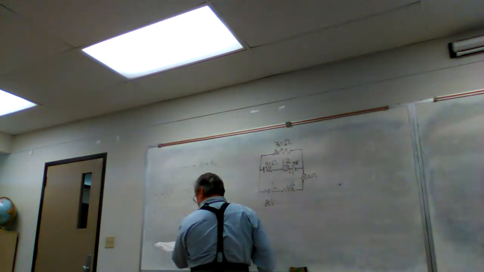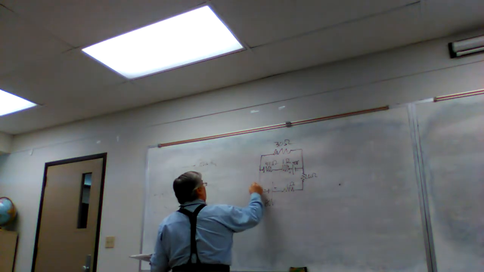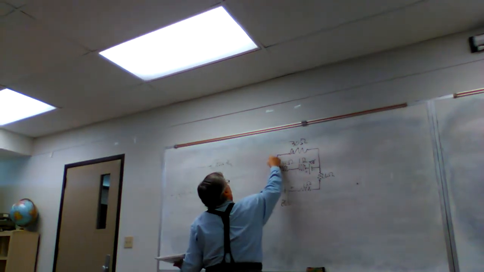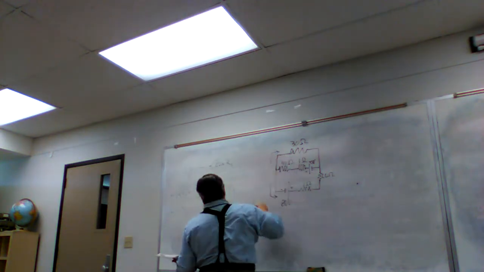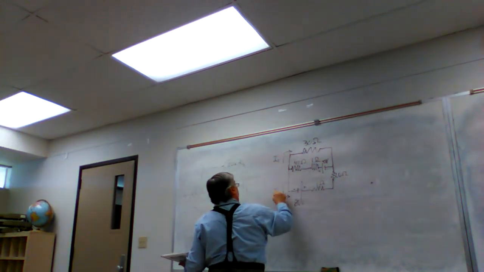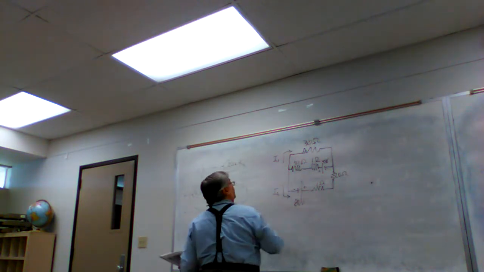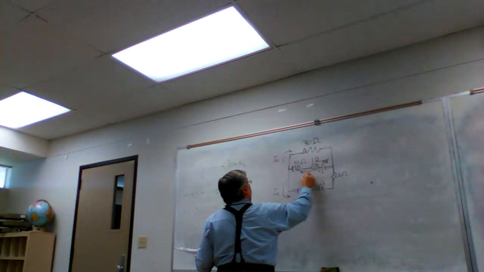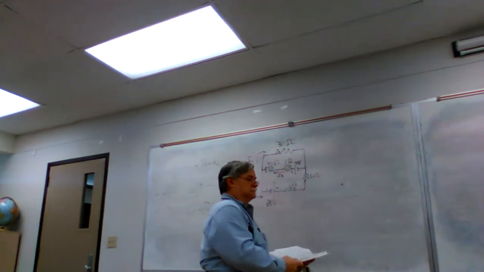They're going to say, well, let's assume that this current flows this direction, and let's assume that current flows that direction. They call this one I1 and this one I2. And then there's a third current flowing here that they call I3.